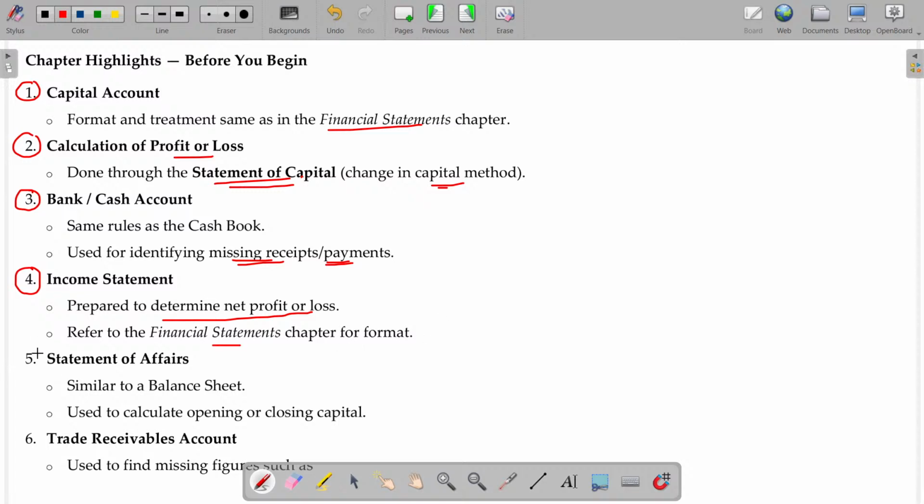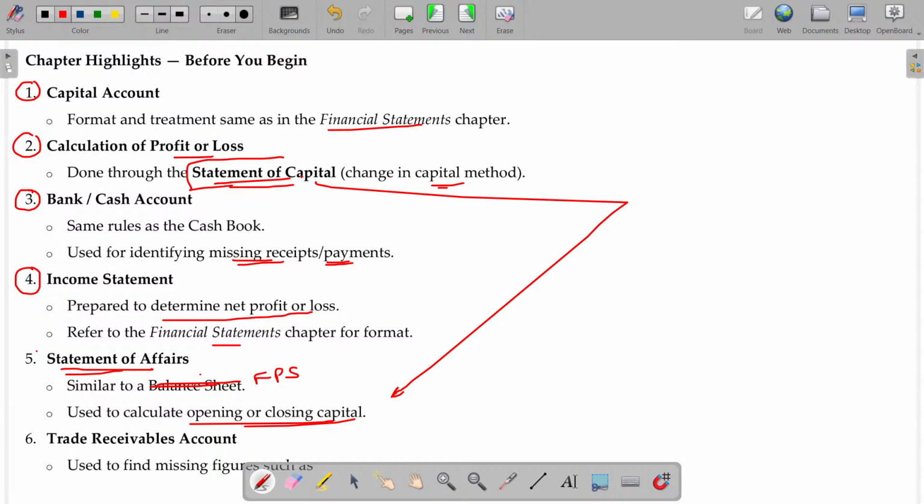In the case of the statement of affairs, you have to concentrate on this topic. The statement of affairs is similar to the financial position statement, and usually this will be used to calculate opening and closing capital, which is similar to this one. So this statement of capital is nothing but what? The statement of affairs here. Is that okay? The statement of affairs is a base to find out the profit. The statement of affairs itself can be used as a format for finding the opening and closing capital.